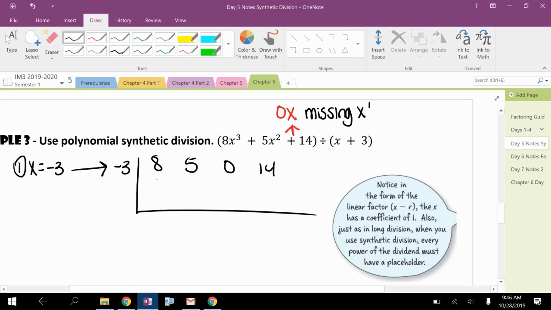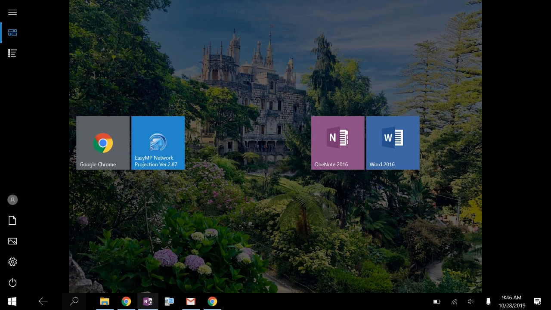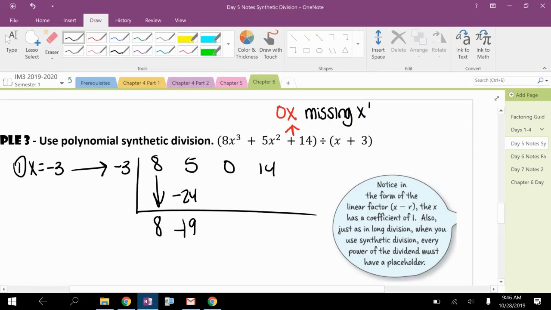All right, the first step, bring down the 8. Here we go. Watch how fast this could be. Negative 3 times 8 gets me negative 24. And then 5 minus 24 gets me negative 19. Good. Negative 3 times negative 19 gets me a positive.